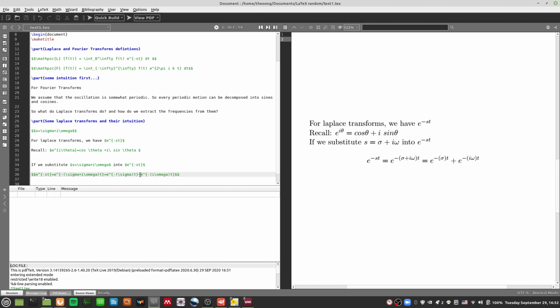Alright, I should not put a plus there. This should be a times. Okay, much better. So you see, over here we will actually have one part of the transform leading to some exponentials, this sigma t part. Then the I omega t actually becomes sines and cosines, because recall e to the I theta equals cosine theta plus I sine theta.